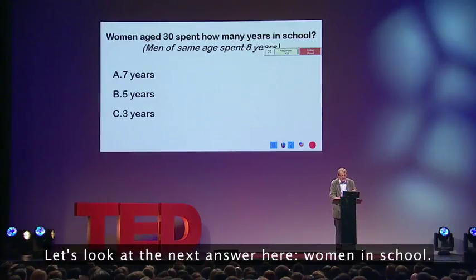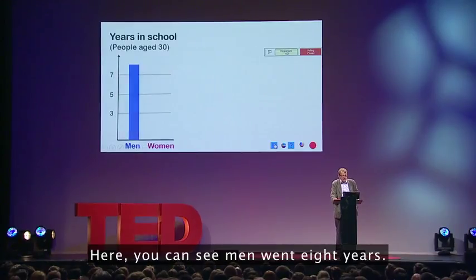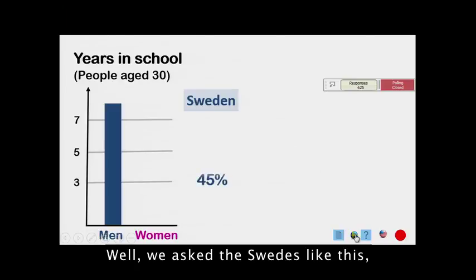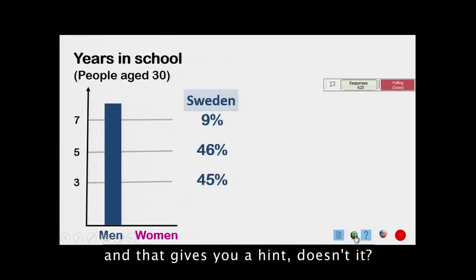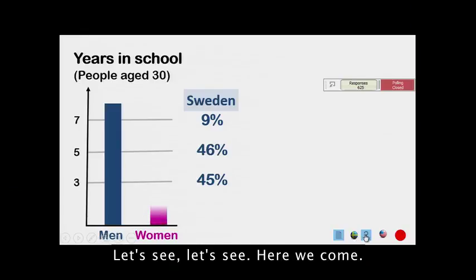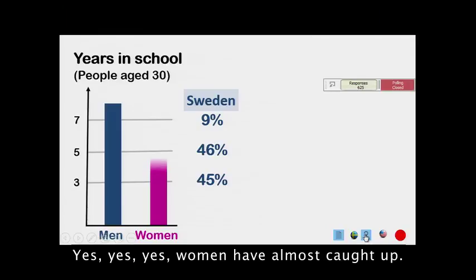Let's look at the next answer here. Women in school. Here you can see men went 8 years. How long did women go to school? Well, we asked the Swedes like this. And that gives you a hint, doesn't it? The right answer is probably the one that fewest Swedes pick, isn't it? Let's see. Here we come. Yes. Women have almost caught up.